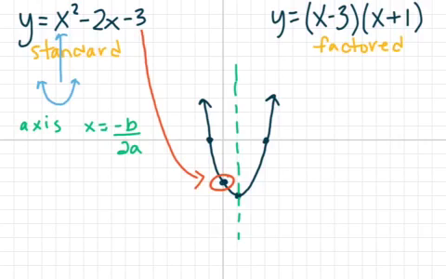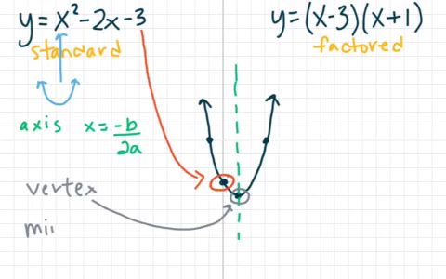the vertex, and the vertex occurs on the axis of symmetry. The vertex is also the turning point of the graph. So once we found that the axis of symmetry was at 1, we plugged in 1 to our equation to find the value of y for the vertex. And we also call that vertex for this graph a minimum, because if you notice, that's the lowest point on our graph. If our graph were a sad face graph, then our vertex would be a maximum, because we'd have a very high point on our graph.